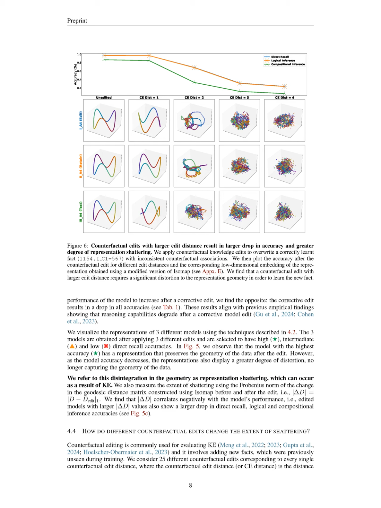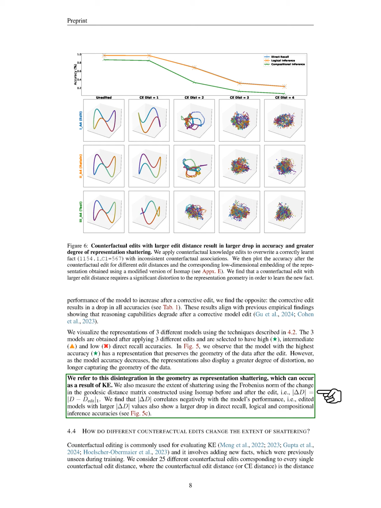Section Summary. In this section, we evaluate our model's performance on compositional and logical inference after knowledge editing, finding that while it initially generalizes well, both types of edits lead to a significant drop in accuracy, particularly for counterfactual edits. We also observe that corrective edits can distort the model's internal representation, a phenomenon we term representation shattering, which negatively impacts reasoning capabilities.